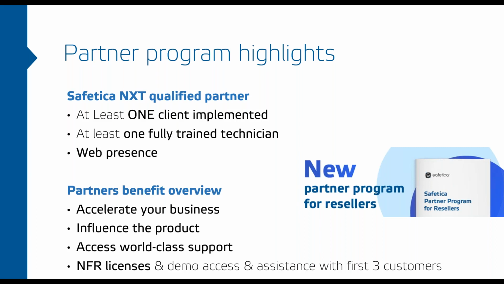Now, that is for the on-premise version of Safetica. For the MSP version, we really simplified it, right? So as you can see here, in order to become a Safetica Next qualified partner, what you'll need to have is at least one client that's implemented on the SaaS solution, and they should be actively managed by yourselves as well. By the way, the minimum size for a customer is 10 seats.